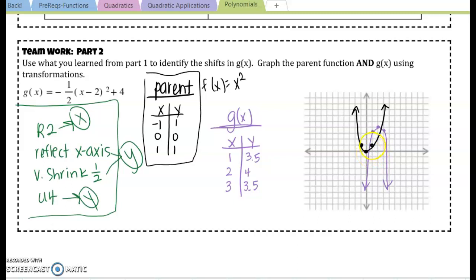Again, I could also take these other points and shift them, right? I could do my movement right and left, just right, and then my up movement, and then I could do my multiplication as well. So through this process, I want you to be able to choose how you want to graph. Okay?